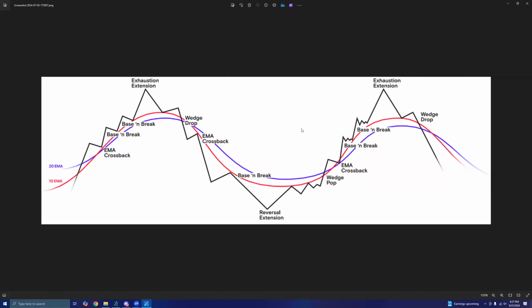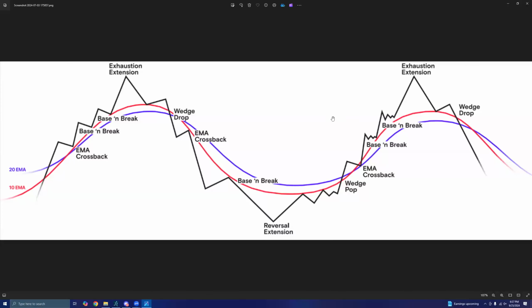I guess what I'm trying to say here is that as a trader, you should identify where in a cycle of price action you are the strongest. Where in your trading strategies, where in your psychology do you fit in best, right? Is it easiest for you to pick out a bottom and buy this reversal extension? Or is it easier for you to be a bit patient and wait for that established uptrend when we get that EMA cross back?